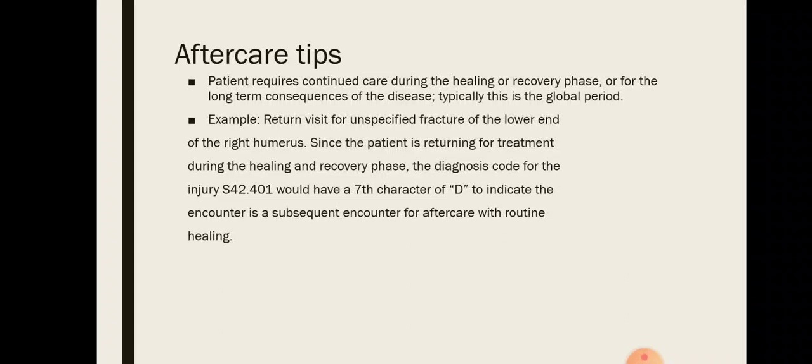Since the patient is returning for treatment during the healing and recovery phase, the diagnosis code for the injury is S72.401, which would have a 7th character D to indicate that the encounter is a subsequent encounter for aftercare with routine healing. In ICD-9 we used to give a Z code for aftercare, but in ICD-10 the aftercare code for injury is given using a 7th character, which is D. So the 7th character D indicates the encounter is a subsequent encounter for aftercare with routine healing.